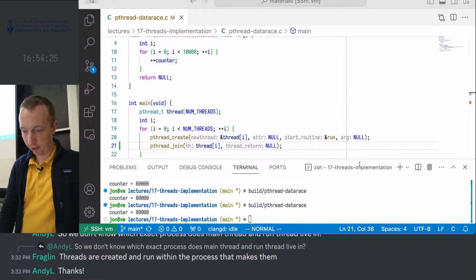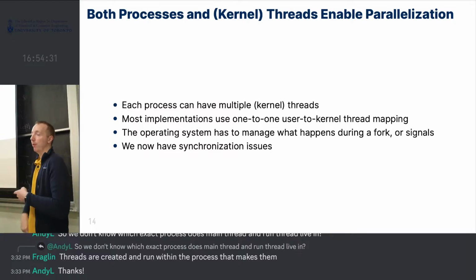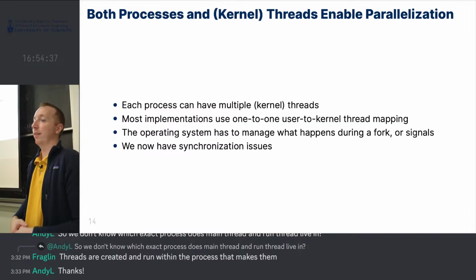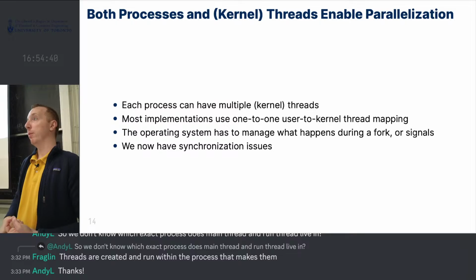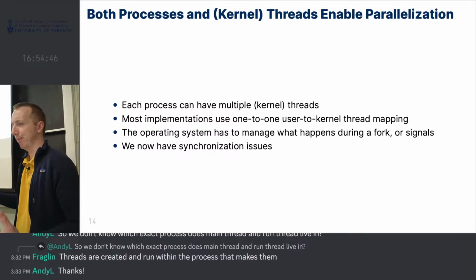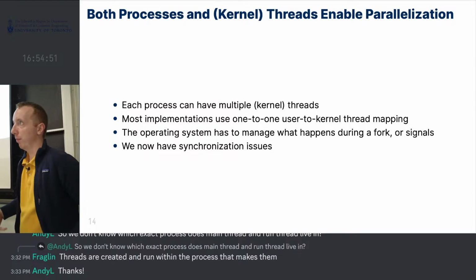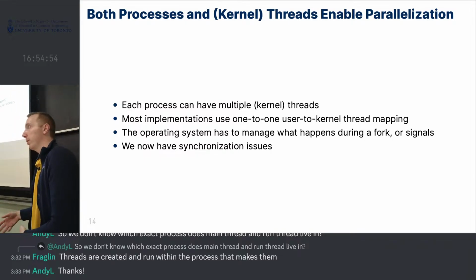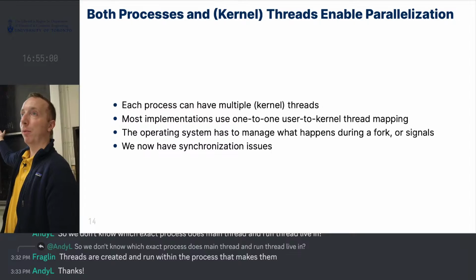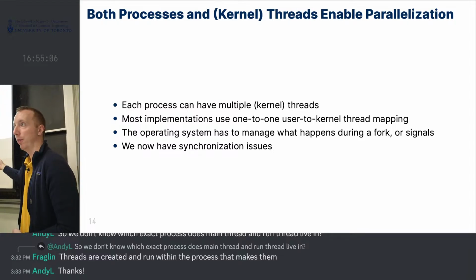All right, cool. Let us hit the summary slide and skedaddle. So both processes and kernel threads enable parallelization. Each process can have multiple kernel threads or multiple user threads. Most implementations will either be one-to-one, so every thread is a kernel thread, or many-to-many, but P threads are just one-to-one. The operating system has to handle what happens with forking if I have multiple threads or signals. Now we have what is called synchronization issues, which was that problem I outlined, and you will figure out how to fix, which we'll come back to after I show you the stuff you need for Lab 4.